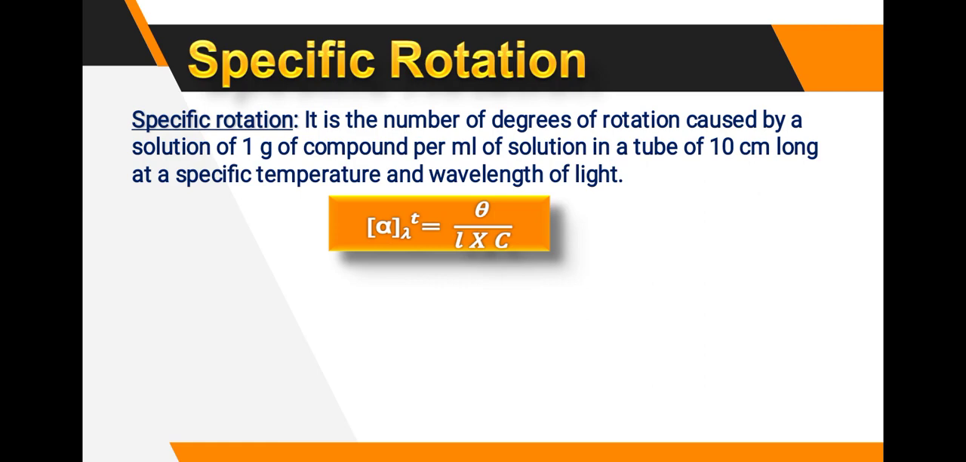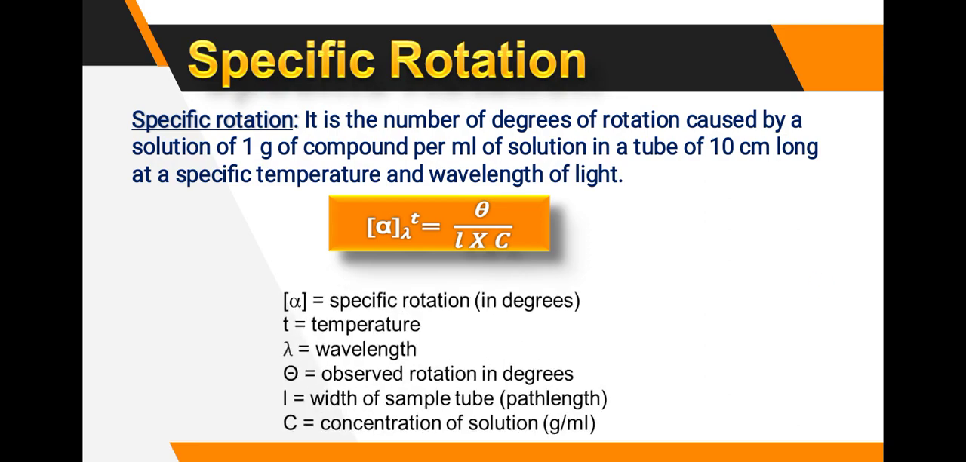Okay, this is the formula of specific rotation: alpha at temperature T and wavelength lambda is equal to theta divided by l times c. C is the concentration. Okay, alpha is the specific rotation in degrees, T is the temperature, lambda is the wavelength. Here theta is the observed rotation in degrees, then the path length is also there, and c is the concentration of the solution. This is all about the specific rotation.